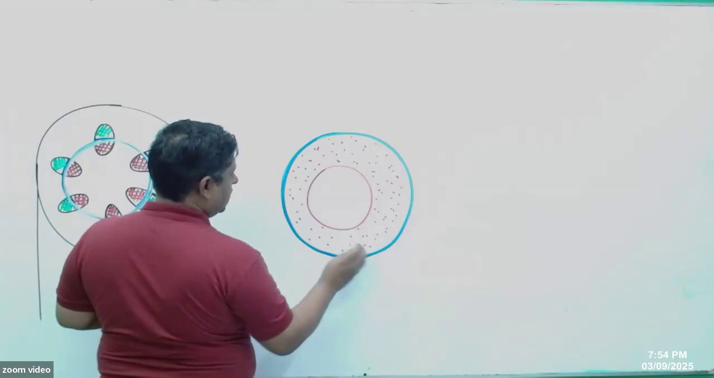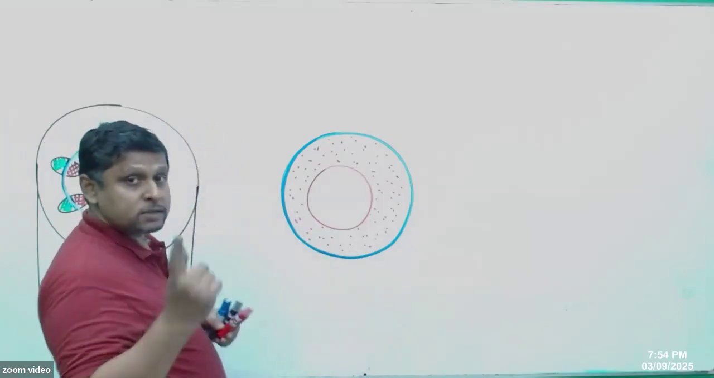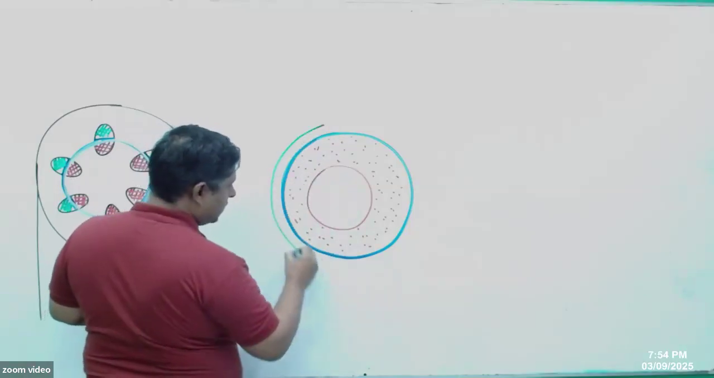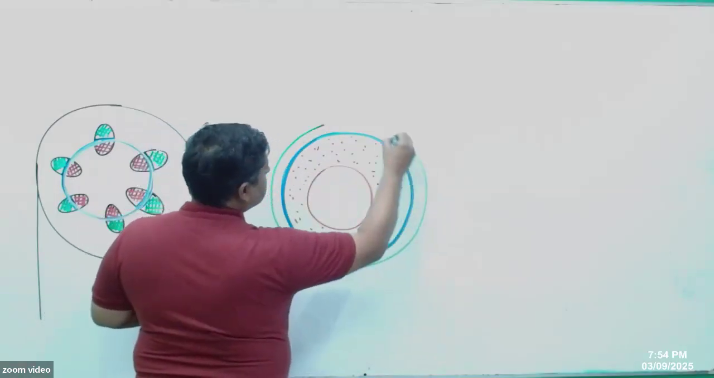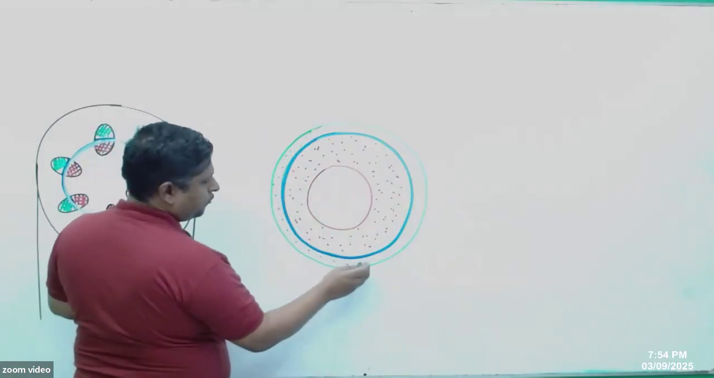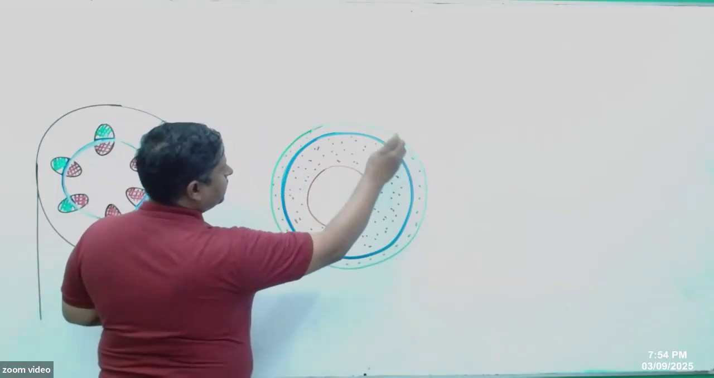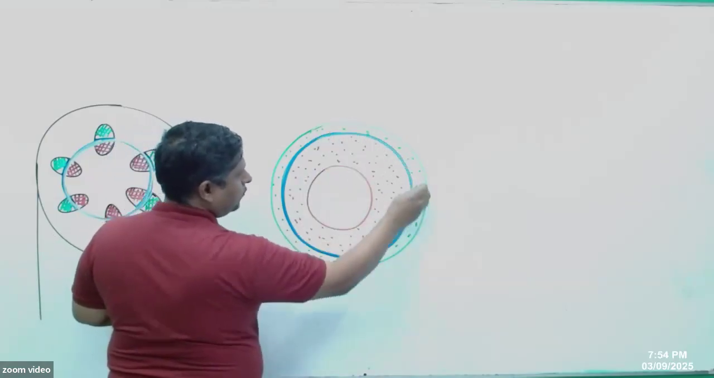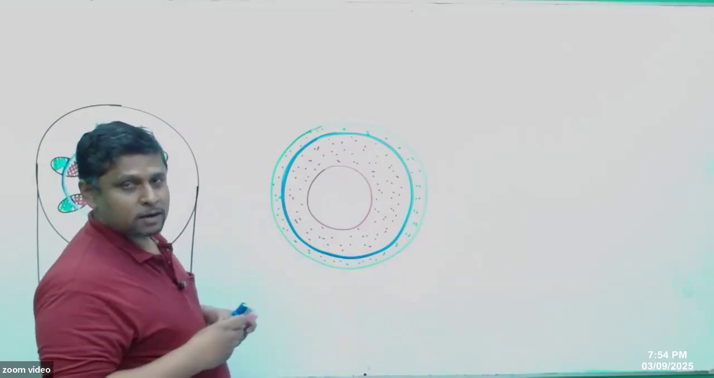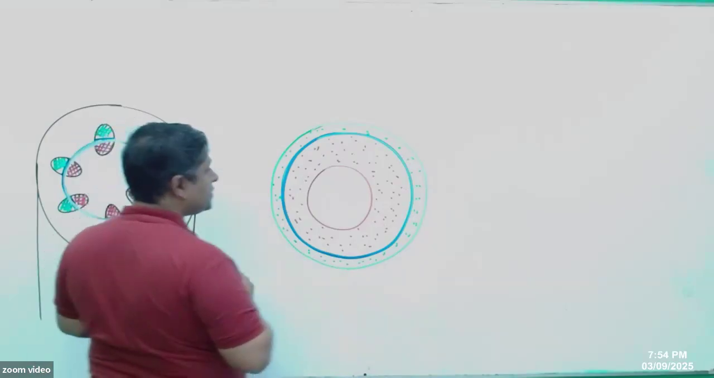So this is the secondary phloem. Sorry, secondary xylem. So how about secondary phloem? Produced towards outside. So this is the secondary phloem. Secondary phloem forms towards outside. Right? Secondary phloem. So where are the primary parts?